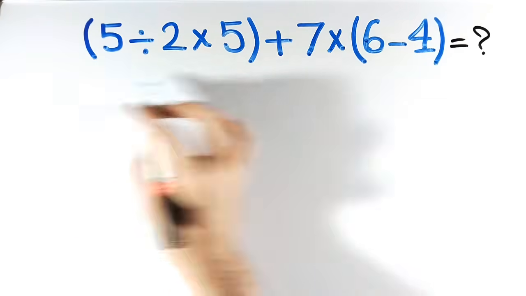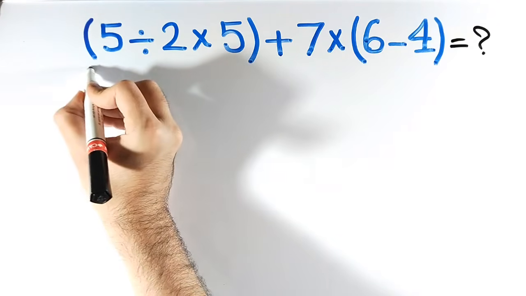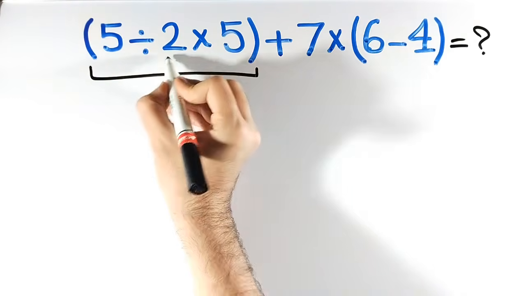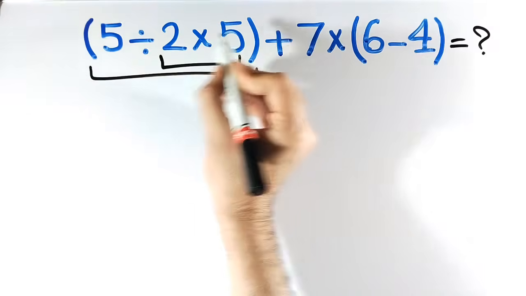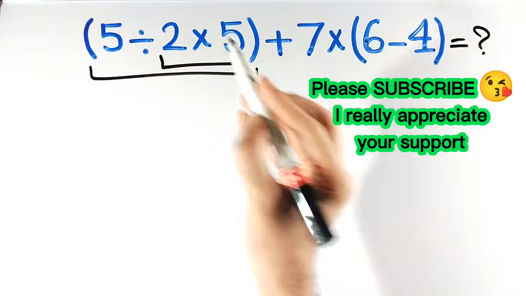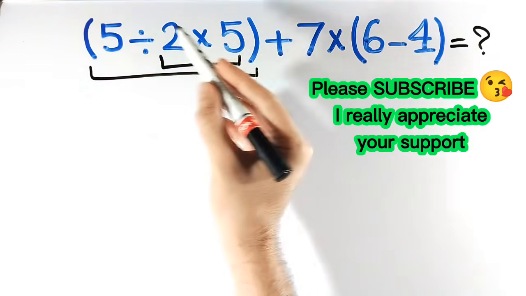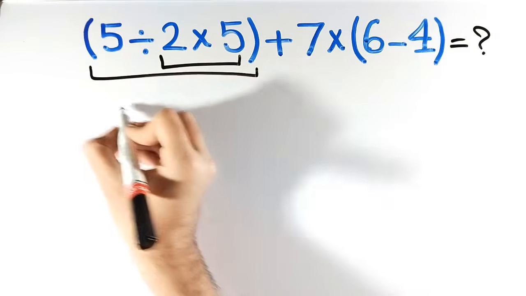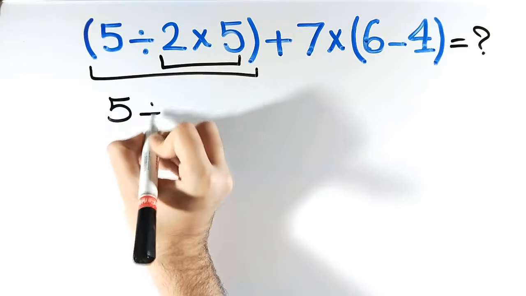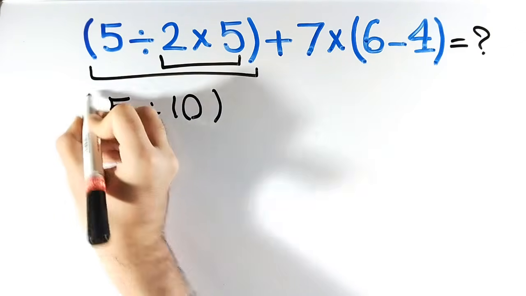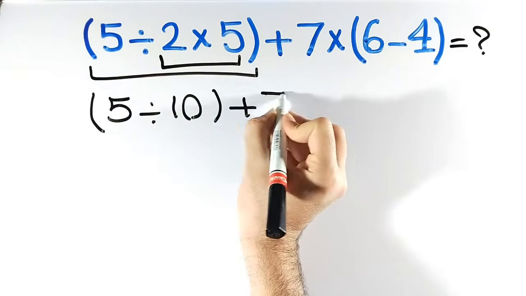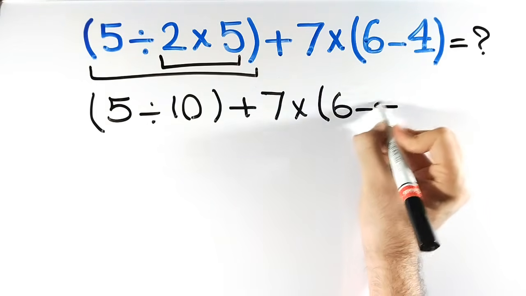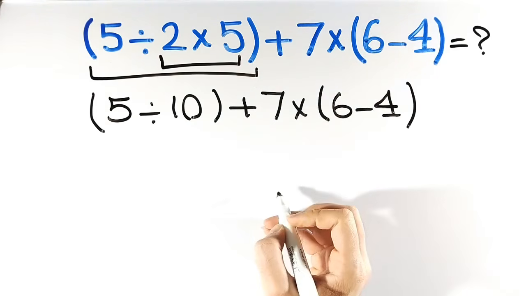Also, some other people when solving this question again go straight to the expression inside the first parentheses, but this time they start with the multiplication between 2 and 5 because they think multiplication has a higher priority than division. So instead of this expression, they write 5 divided by 10 inside the parentheses plus 7 multiplied by open parentheses 6 minus 4 close parentheses.